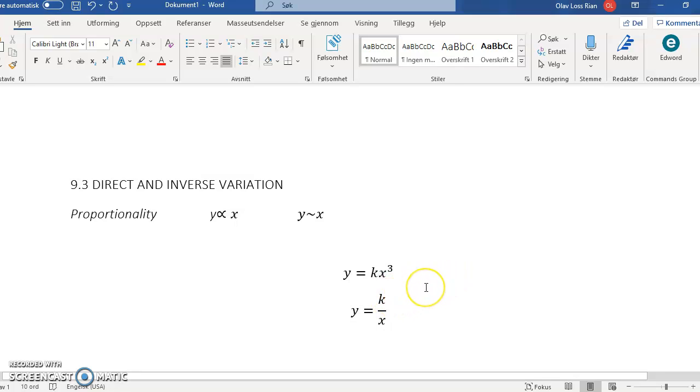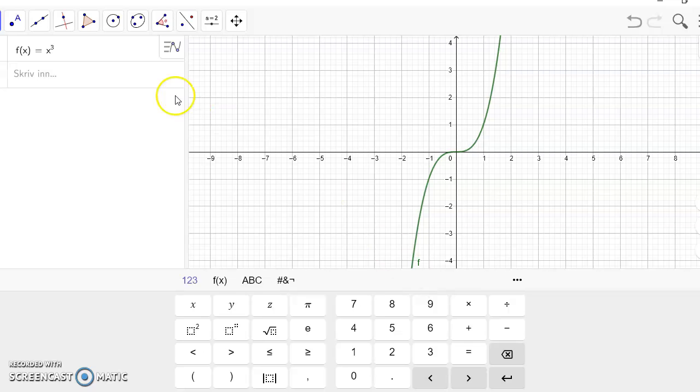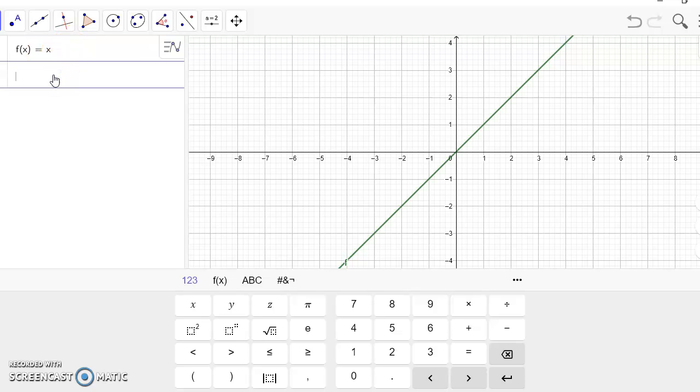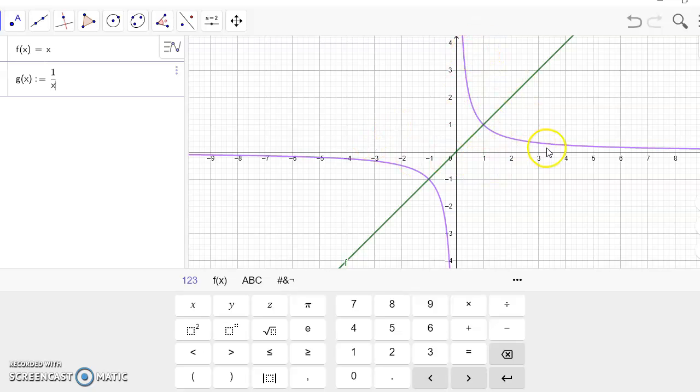If k is 1, then this is not going to be a straight line like you had with y equals x. So we'll have a different function called g, and we'll take 1 divided by x and see what happens. And you get something like this. So this is the inverse variation function, 1 divided by x.